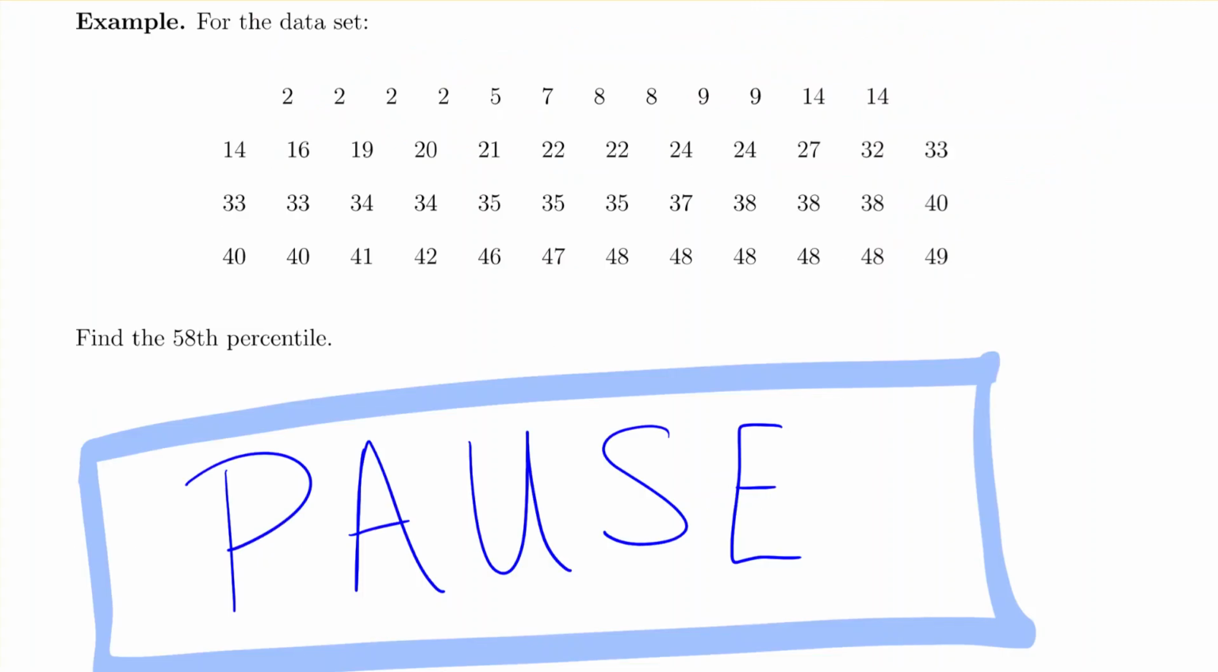So next we've got the data set shown on the screen. You're asked to find the 58th percentile. Pause the video and attempt this on your own. Unpause to check your work.